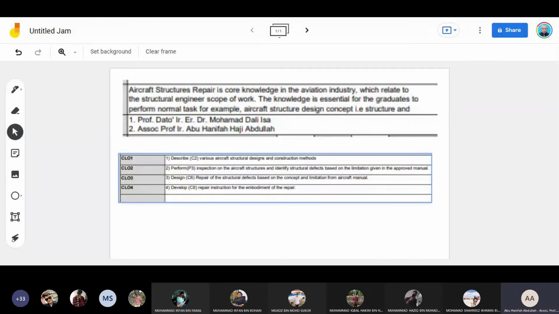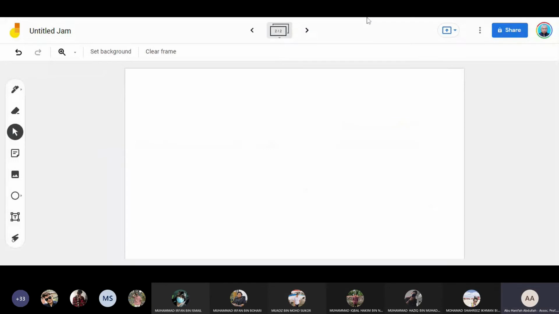So is it just a very simple course learning outcome? What is required here is for you to be able to understand the aircraft structure construction. That's first. So you need to understand the aircraft structure construction.